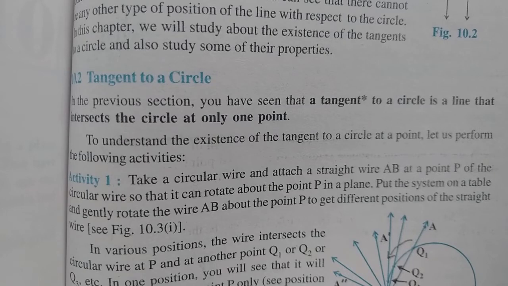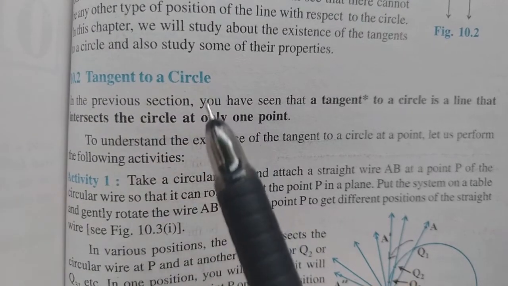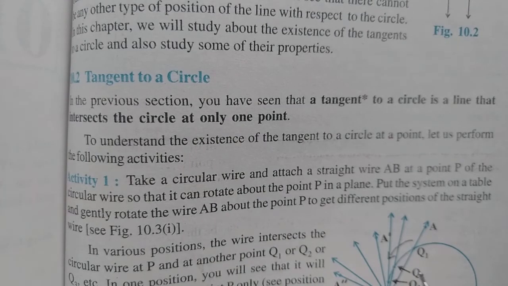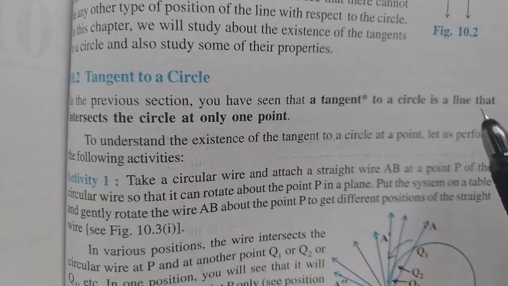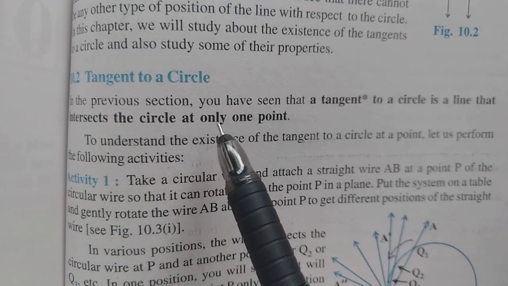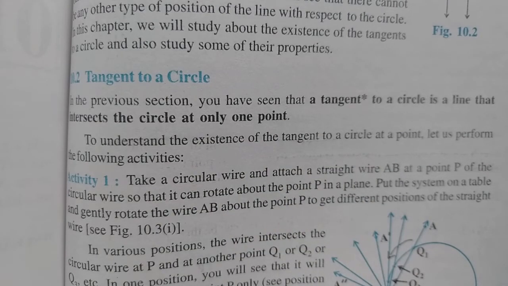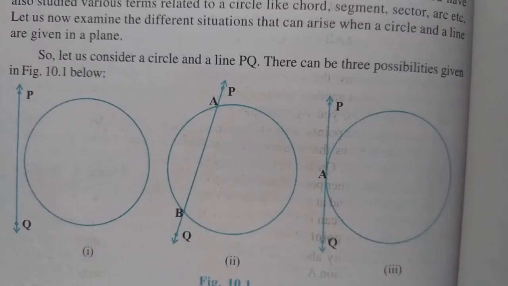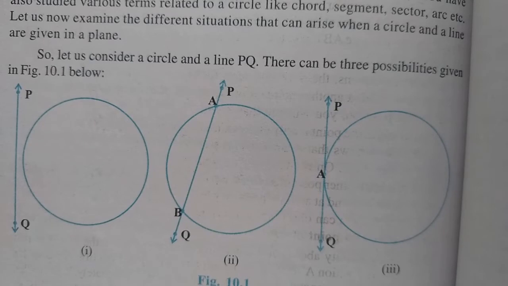Children, before we start this topic, we must know tangent to a circle. Page number 207. A tangent to a circle is a line that intersects the circle at one and only one point. At only one point. Page number 206, chapter 10, children. We will study this chapter in future. But for the time being, let us understand.